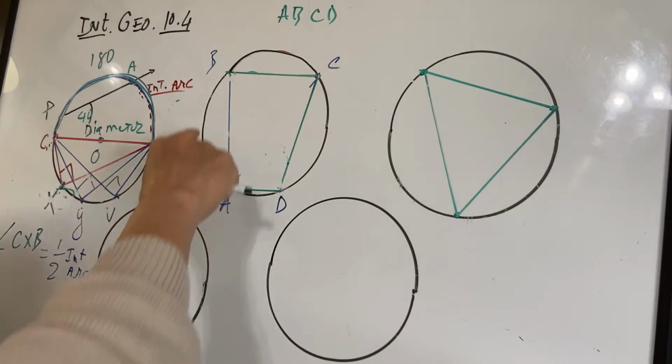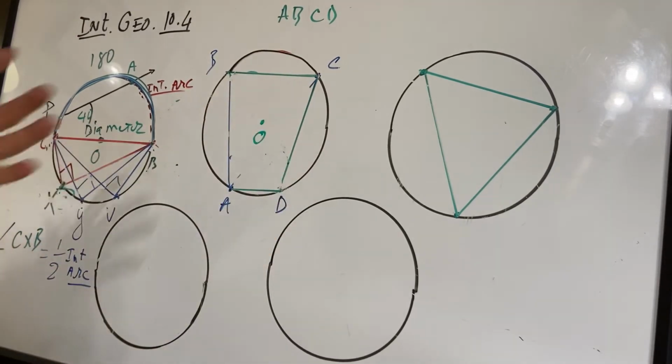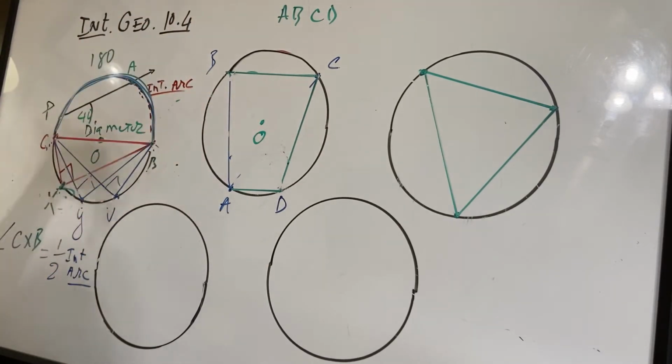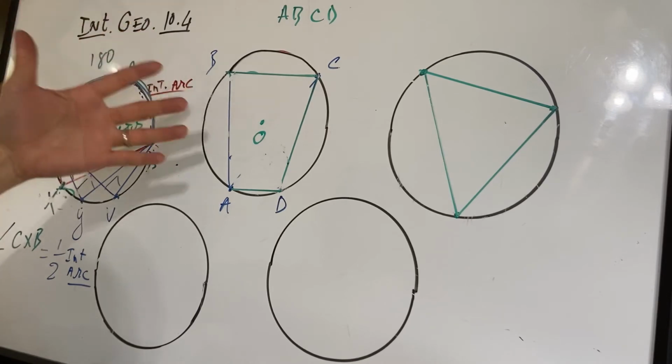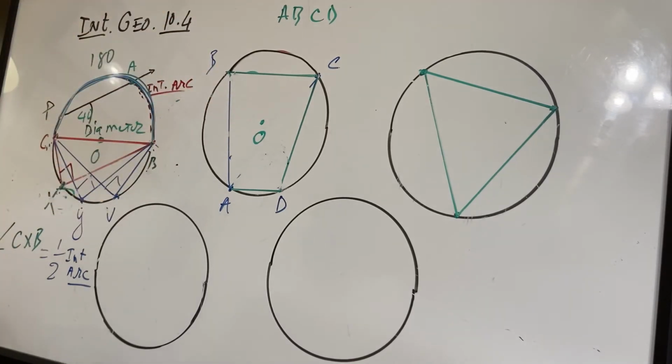Or you can say the circle with the center, let's call it O. The circle O circumscribes the quadrilateral, or the quadrilateral is being inscribed by the circle. There we go. Okay, now, if this is the case, then guess what? Can you tell? What's the theorem?